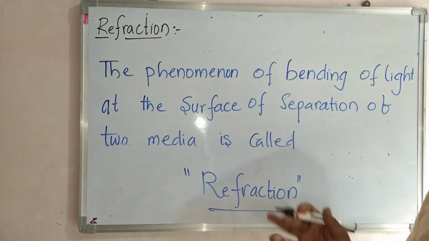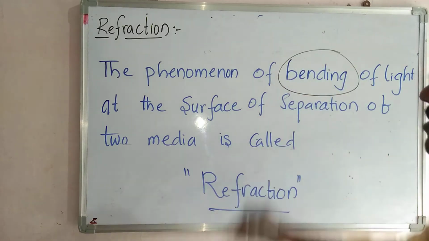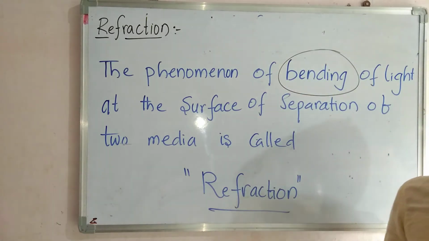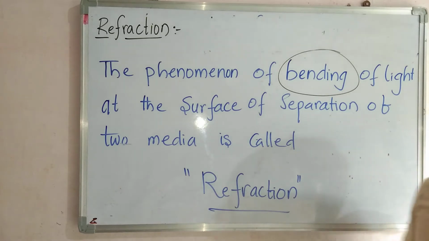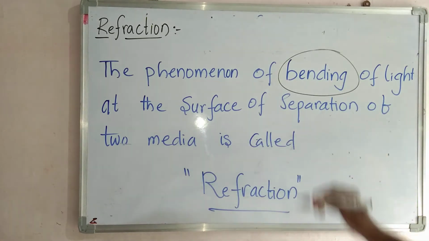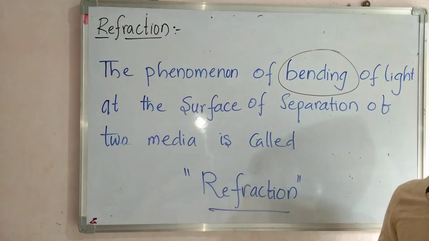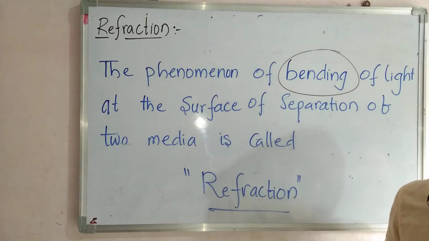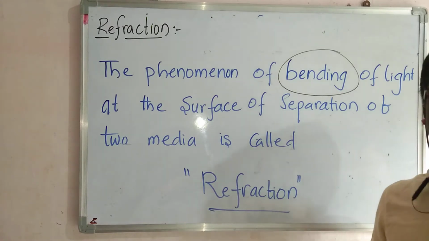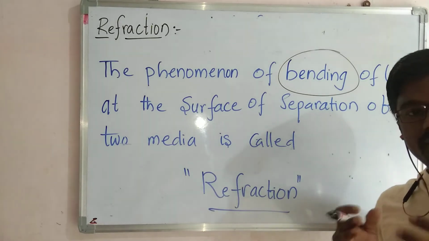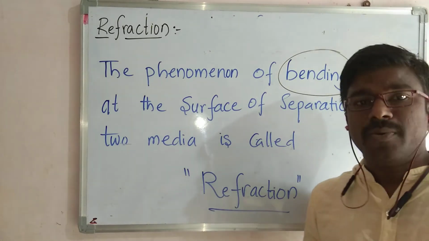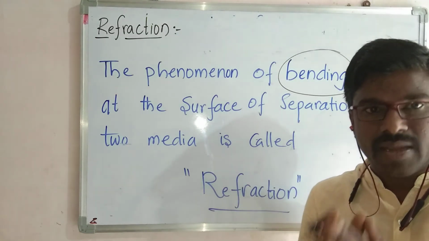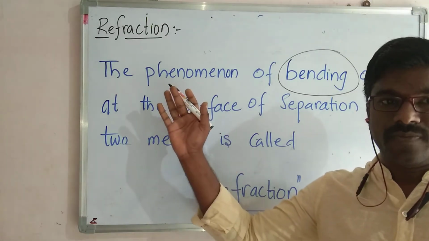See here, refraction is nothing but the bending of light only. But there is one condition: when light travels from one medium to another medium, it will bend at the surface. Here bending means it will deviate from its original position. That is called bending. That bending is nothing but our refraction.